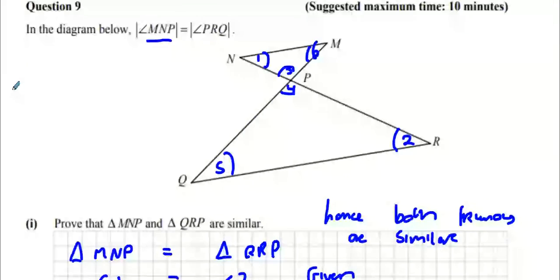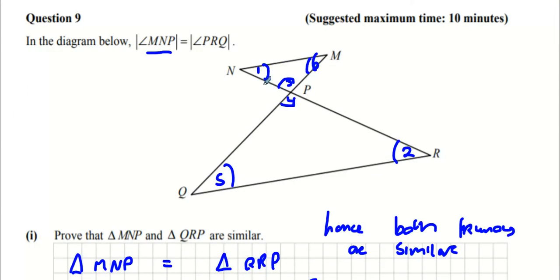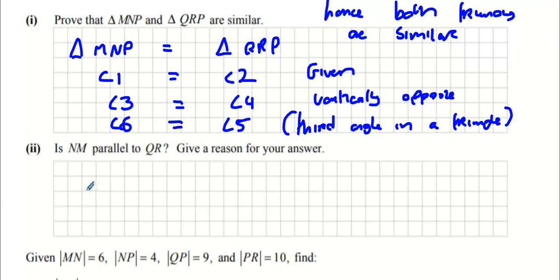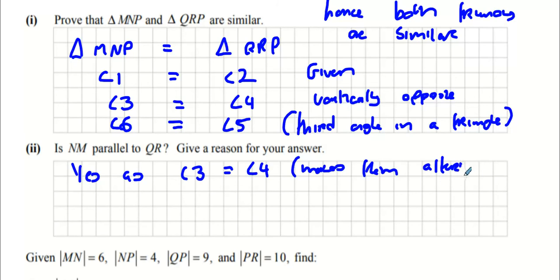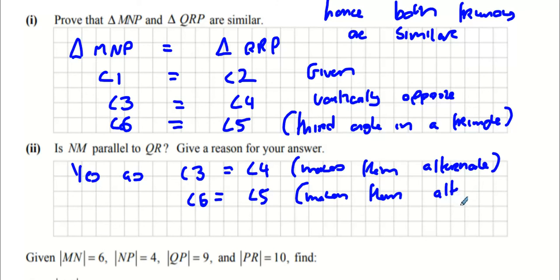Is NM parallel to QR? Yes. Because angle 1 equals angle 2 and angle 5 equals angle 6, it makes them alternate angles. Yes. As angle 3 equals angle 4, it makes them alternate. And angle 6 will equal angle 5, which makes them alternate. Alternate angles need parallel lines to exist.